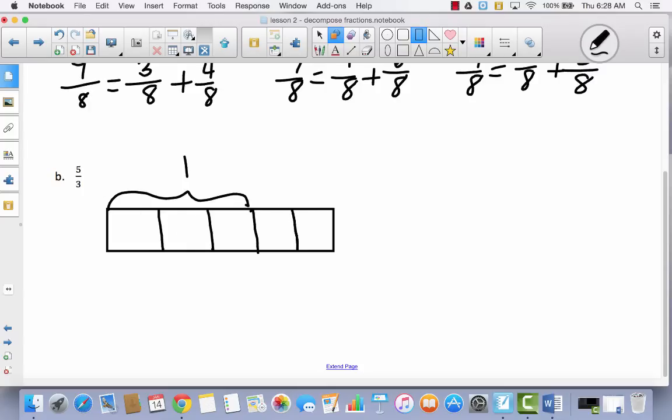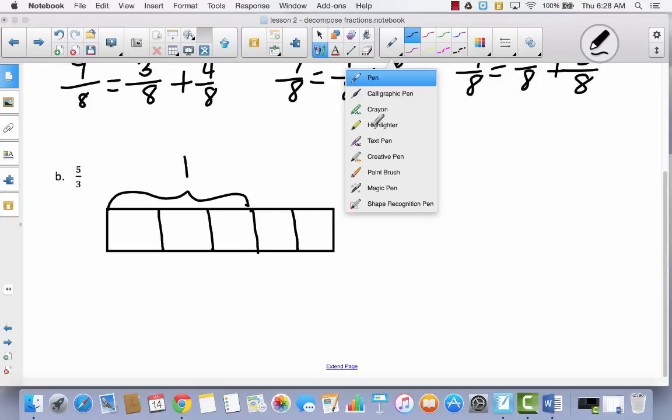So I'm going to divide this into half. So now I've got 1, 2, 3, 4, 5 thirds. Now I'm going to shade. I'm going to shade all of them.